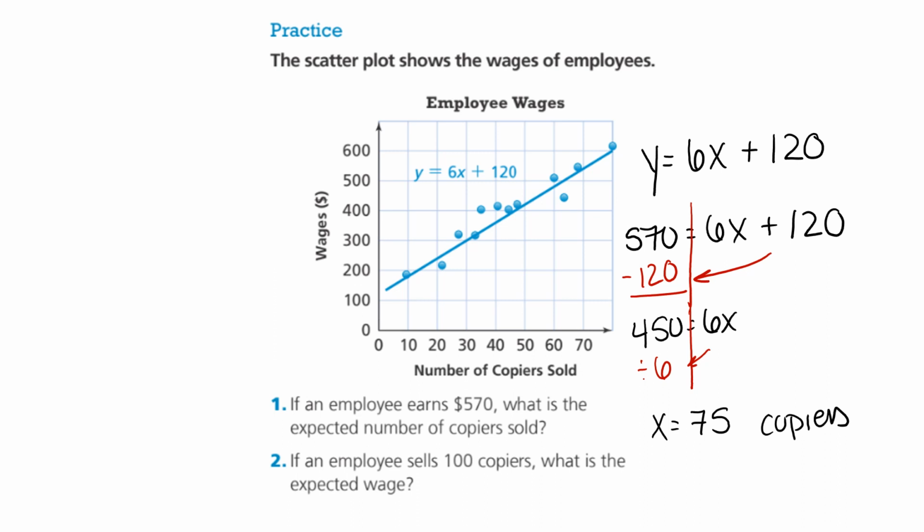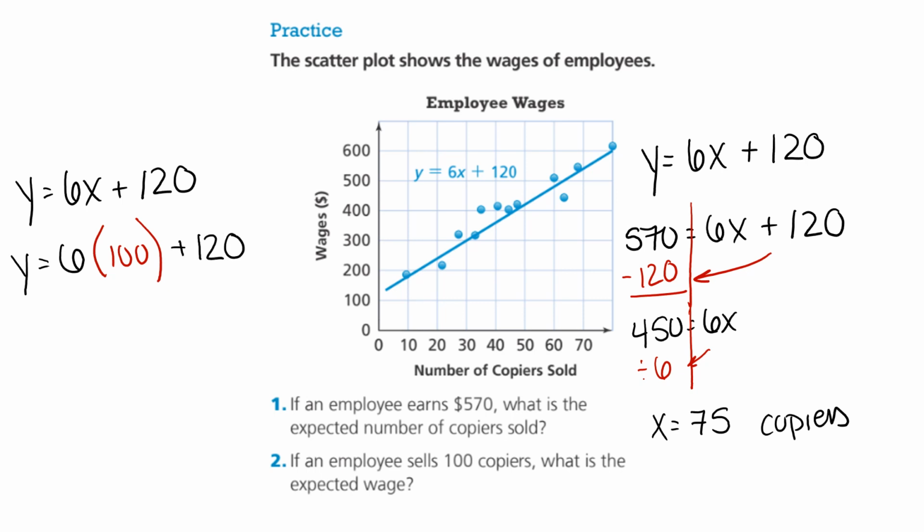For number 2, if an employer sells 100 copiers, what is the expected wage? So again, using the same equation, y equals 6x plus 120, we would plug in the 100 copiers to the x position, and then we multiply. 6 times 100 is 600, plus the 120 to start with is a final total of $720.